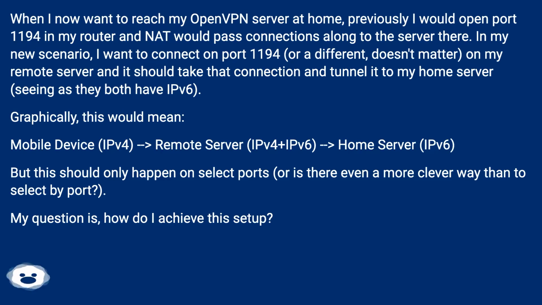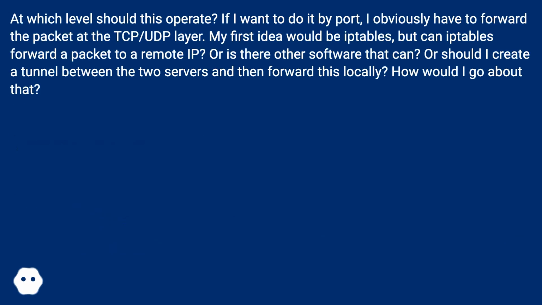But this should only happen on select ports, or is there even a more clever way than to select by port? My question is, how do I achieve the setup? At which level should this operate? If I want to do it by port, I obviously have to forward the packet at the TCP/UDP layer. My first idea would be iptables, but can iptables forward a packet to a remote IP? Or is there other software that can? Or should I create a tunnel between the two servers and then forward this locally? How would I go about that?